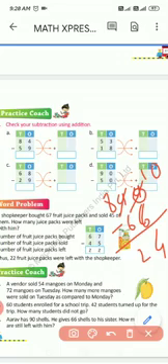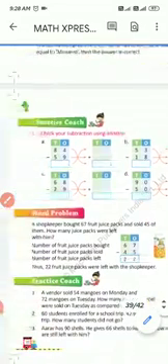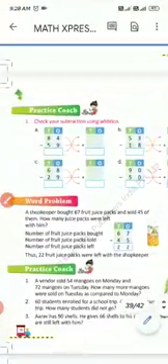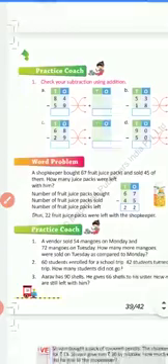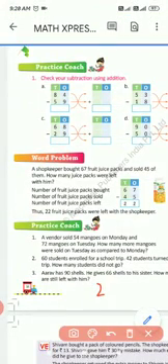So we can write 24 like this. 24 shells are still left with him.